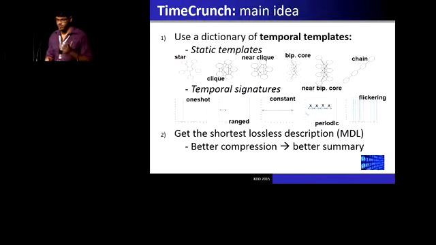And the second idea is we're going to use these templates to try to compress the graph. We'll do this using minimum description length, which I'll expand on a little bit. But the idea is that whatever compresses the graph best is the best summary of the graph.